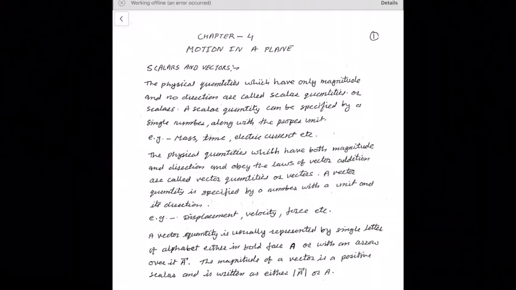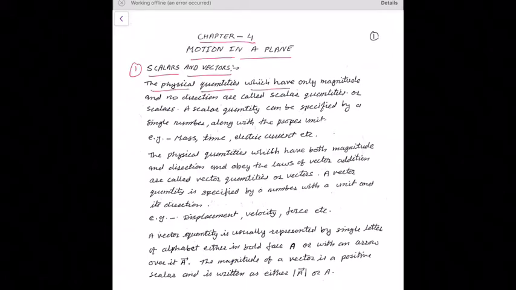Hello students, today we will start chapter 4, Motion in a Plane. First we will discuss scalars and vectors. The physical quantities which have only magnitude and no direction are called scalar quantities or scalars.